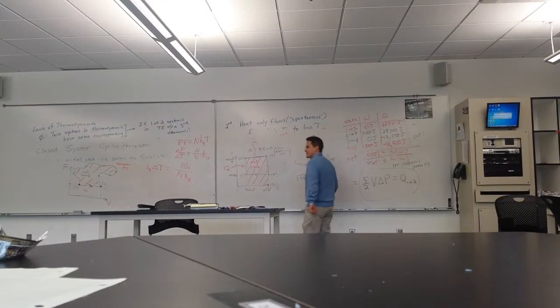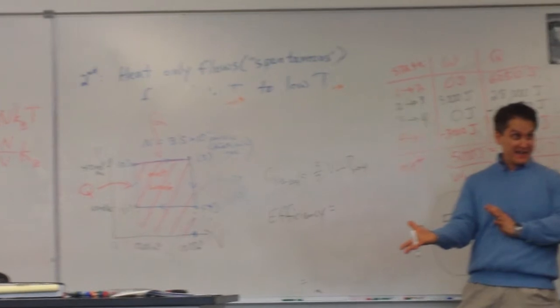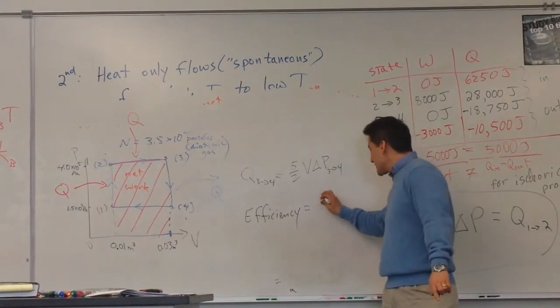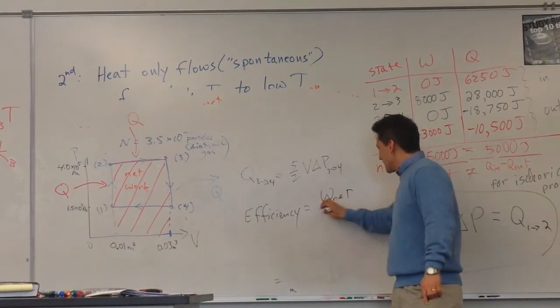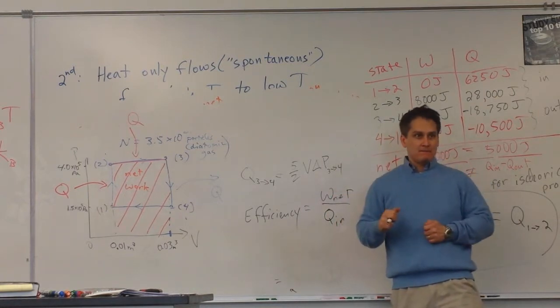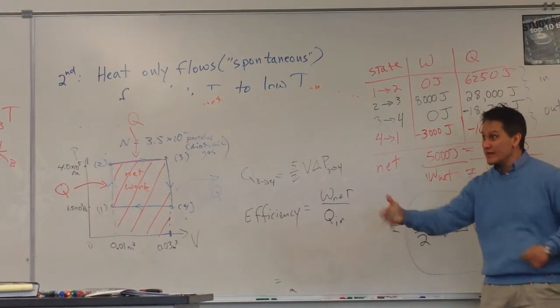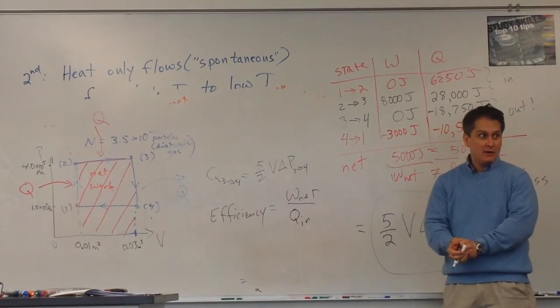By the way, this is always how you calculate it, right? Efficiency is always output divided by input requirements. So for us, that's going to be net work divided by Q in. Not Q total, just Q in. Everything else you're just releasing back, right? Q in means you're burning fuel or doing something to get it to happen.